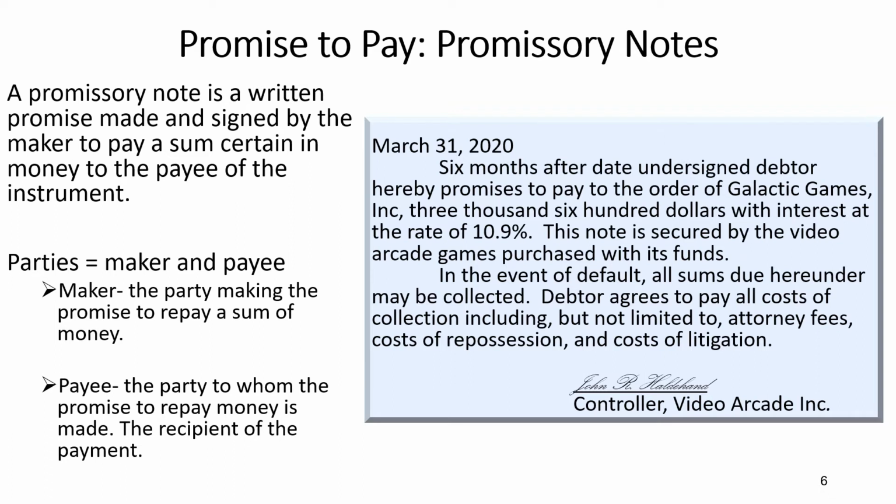This note is secured by the video arcade games purchased with its funds. In the event of default, all sums due hereunder may be collected. Debtor agrees to pay all cost of collection, including but not limited to attorney's fees, cost of repossession, and cost of litigation. Signed, John Haldebrand, controller of Video Arcade. So what has occurred here? Video Arcade has purchased video games from Galactic Games.